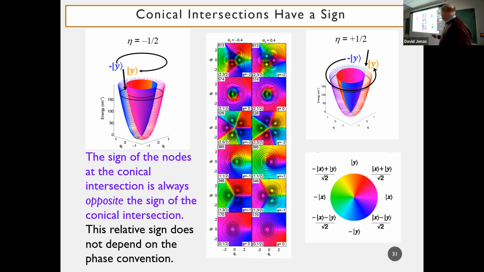And the index of the eigenfunctions depends on a phase choice, but the relative sign between this and this does not depend on a phase choice. So there's something there that's physically significant.